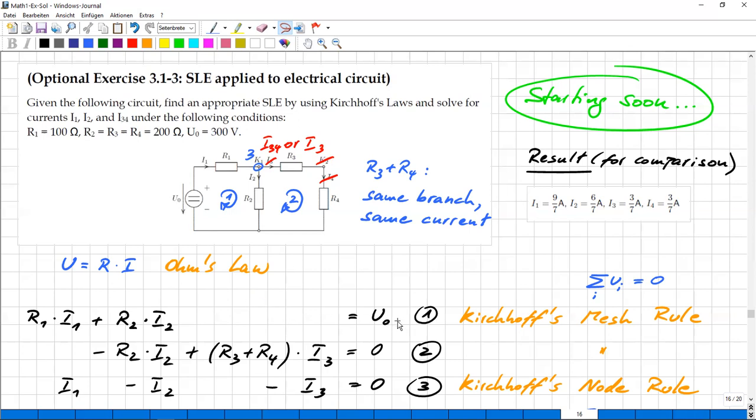So that's done. And the same thing happens with the second mesh here. Now, I think you know what I'm doing. Also, you have to recognize that this node K2 is not a real node, because the current I3 just flows here and then goes on over R4. It means that these currents I3 and I4 from the original exercise are actually the same. So it's not even necessary to regard this node.